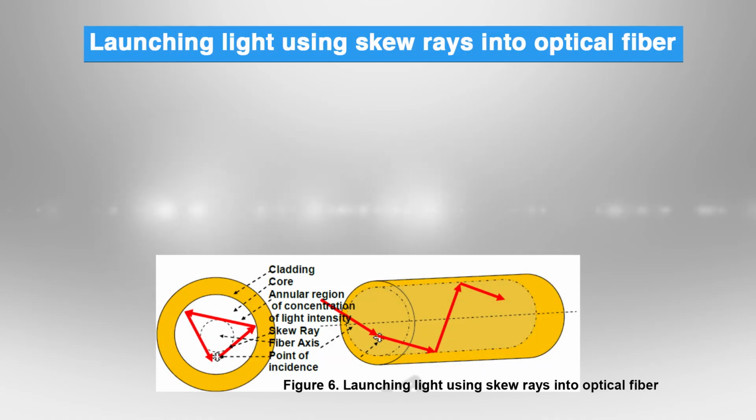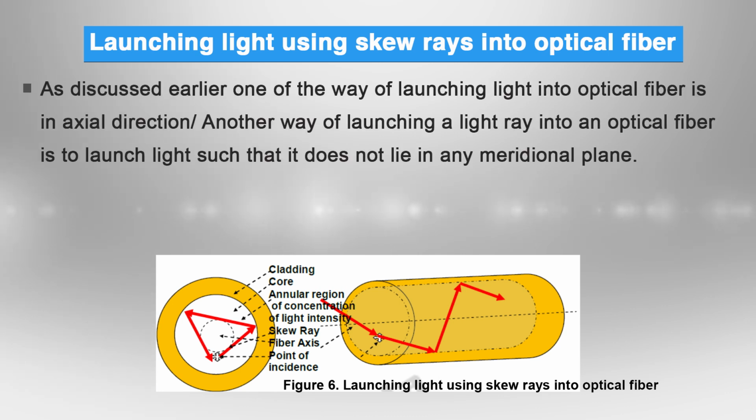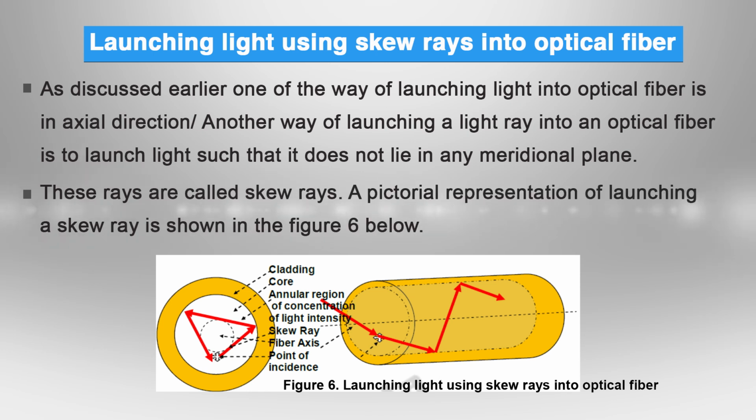Now, launching light using skew rays into an optical fiber. As discussed earlier, one way of launching light into an optical fiber is in the axial direction. Another way is to launch light such that it does not lie in any meridional plane. These rays are called skew rays. A pictorial representation of launching a skew ray is shown in the figure.